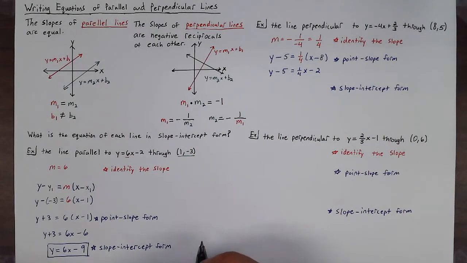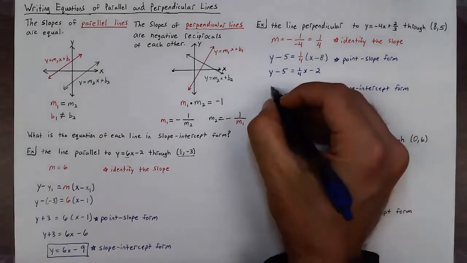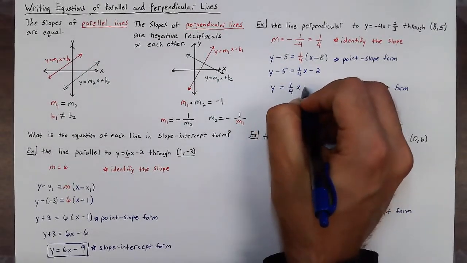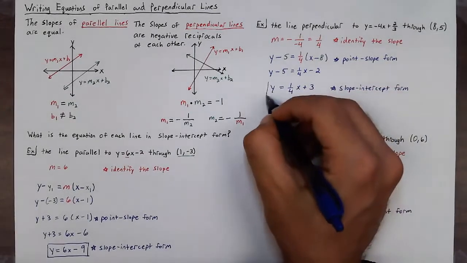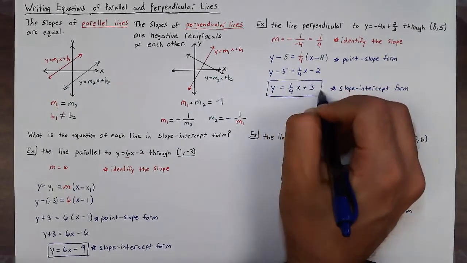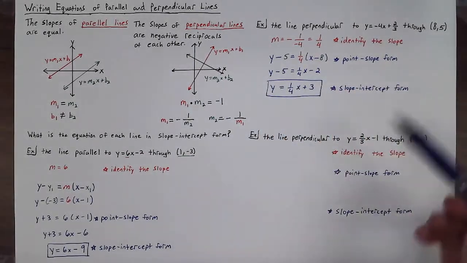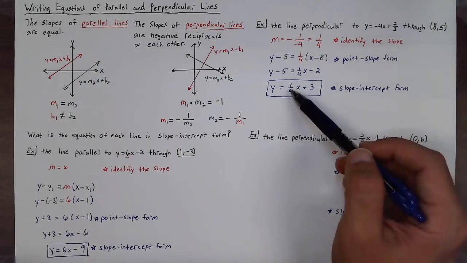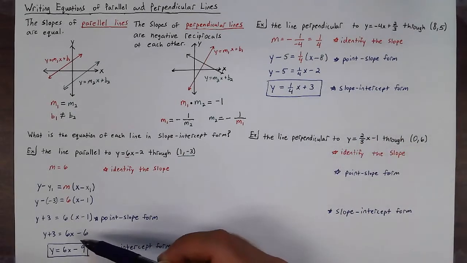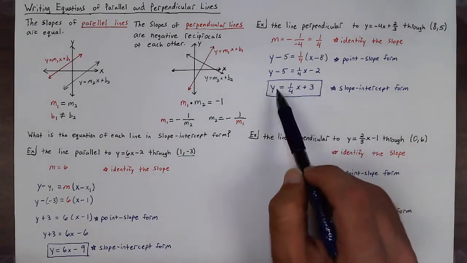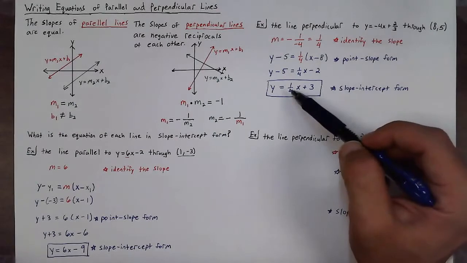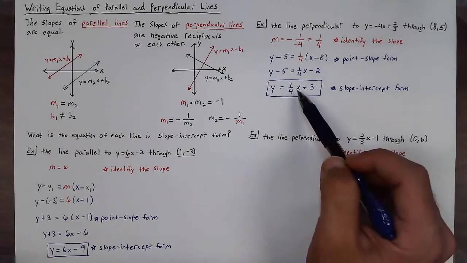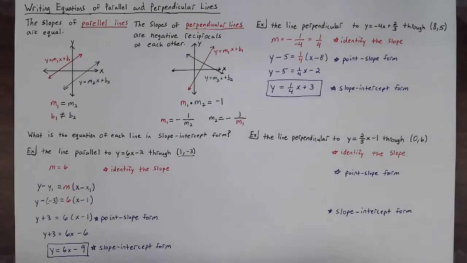Then I will add 5 to both sides of the equation, giving me y is equal to 1/4 x plus 3. And there is my perpendicular line. You'll notice here that they have two different y-intercepts, but their slopes are opposite reciprocals. And again, just like the previous example, if I want to make sure this is the correct answer, after identifying that the slopes are negative reciprocals of each other, I can plug in 8 for x and see that I get 5 for y, and that checks my answer.